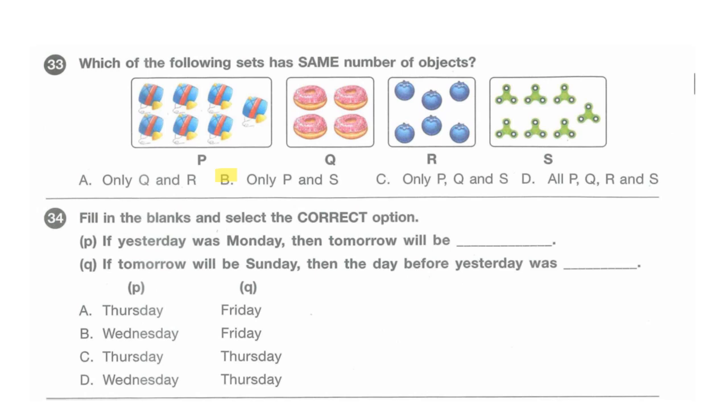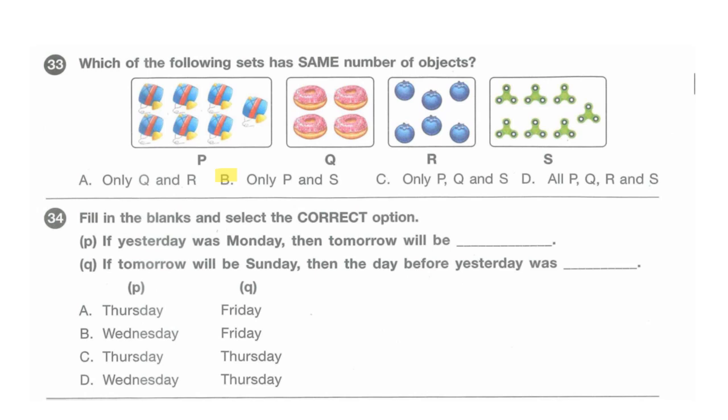So now we have to find the number of objects in each of the following sets. So what is in set P? How many objects are there? 1, 2, 3, 4, 5, 6 and 7. So P is 7 objects. Q 4 objects. R 6 objects and S 7 objects. So the sets having the same number of objects are P and S. Answer is option B which says only P and S. Let's move on to the next question.